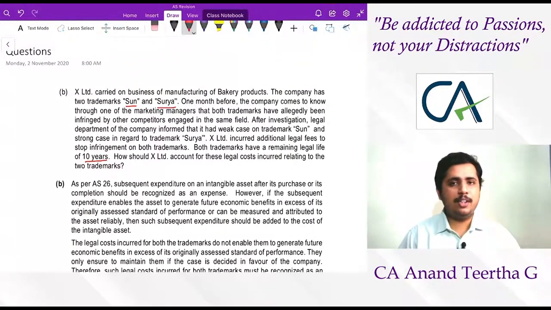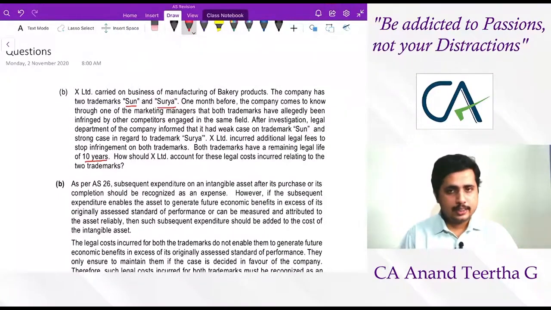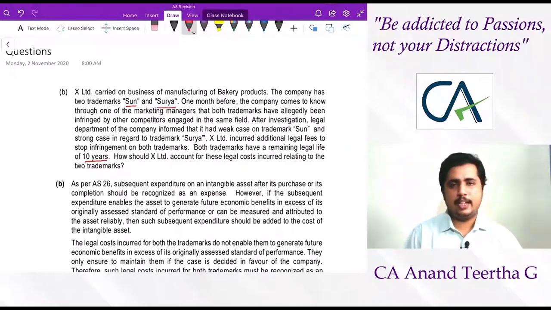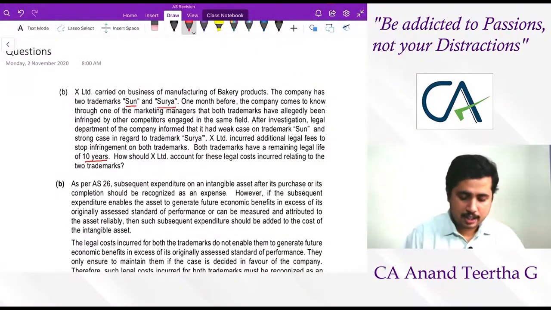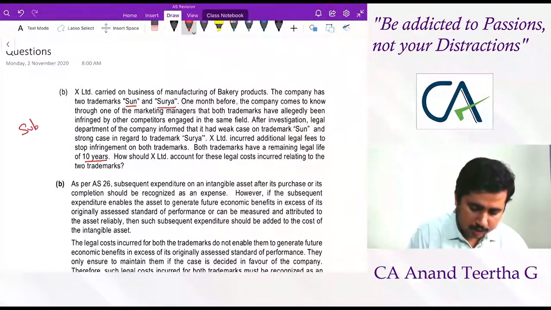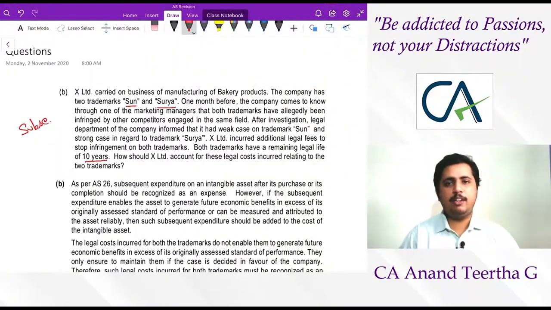Okay, what we have learned is that if there is any directly attributable cost, it should be added to the intangible asset. But look into this question. The trademark is already created. Sun and Surya trademarks are already there with us. Now, after you have these trademarks, there is an infringement and there is a legal cost, which means can't I consider this under subsequent cost? The answer is yes. It's subsequent cost to me.